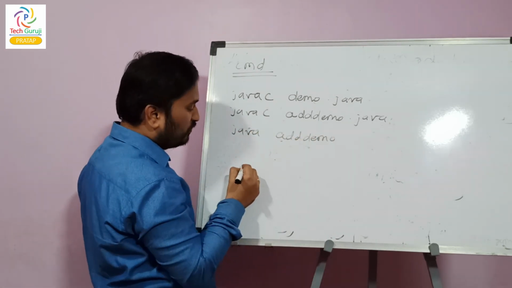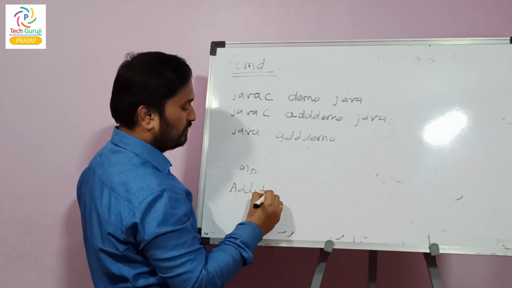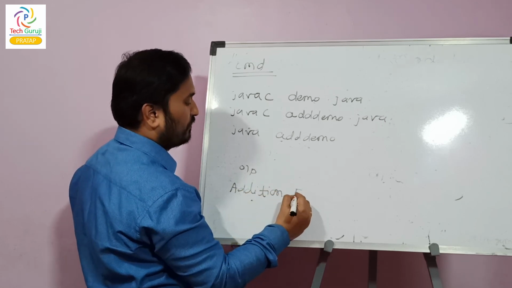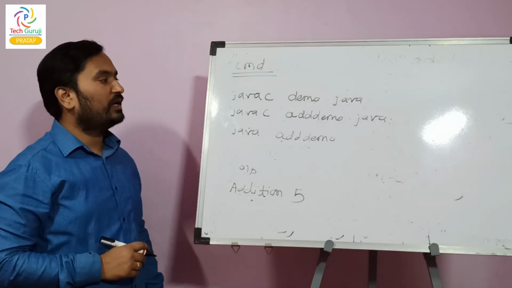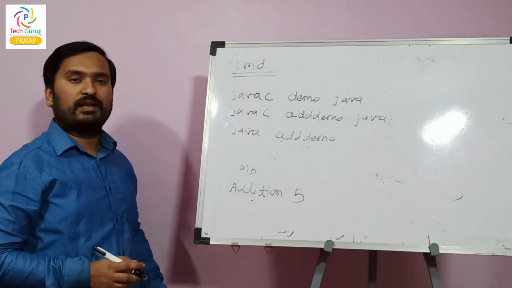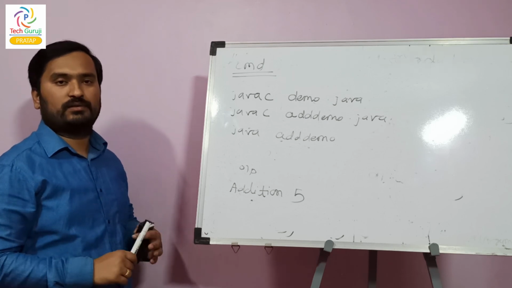So it will give the output: addition 5. In this way we can create two different classes and we can call one class from another class. That's it.